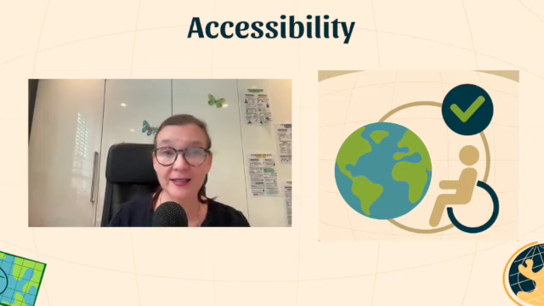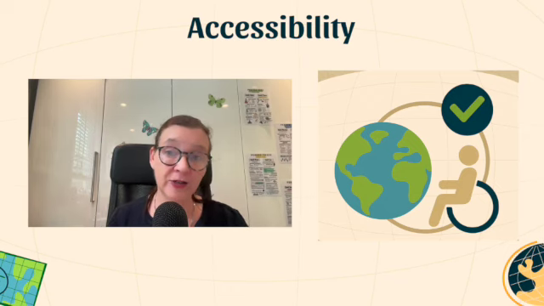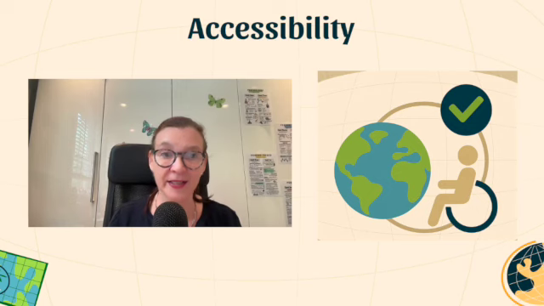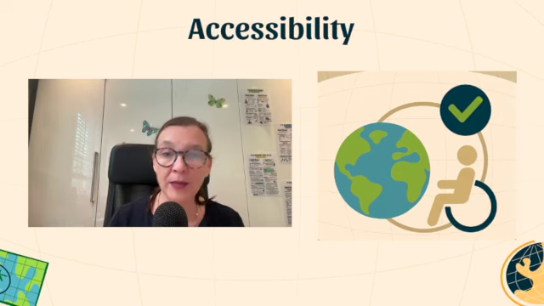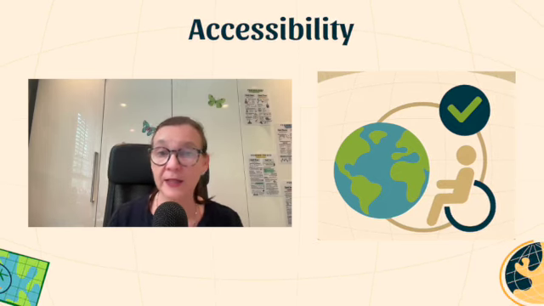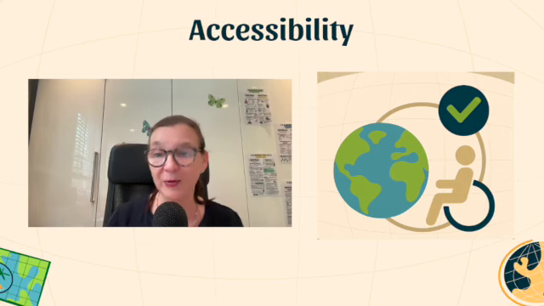We're going to talk about accessibility. This is a key factor in understanding how and why certain places thrive while others remain isolated. Accessibility refers to how easily a location can be reached. The easier it is to get somewhere, the more accessible it is considered.